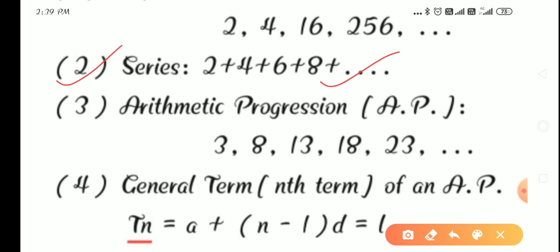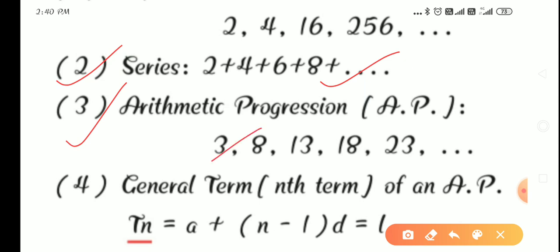Now after this, arithmetic progression. Arithmetic progression is a sequence of numbers in which each term can be obtained by adding a certain quantity to its preceding term. Again I am telling you, it is a sequence of numbers in which each term can be obtained by adding a certain number or certain quantity to its preceding term.